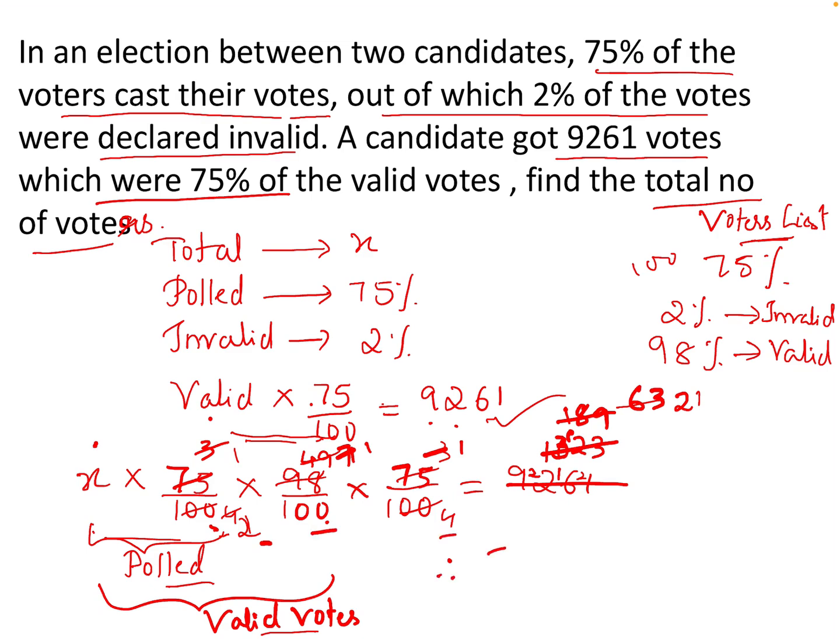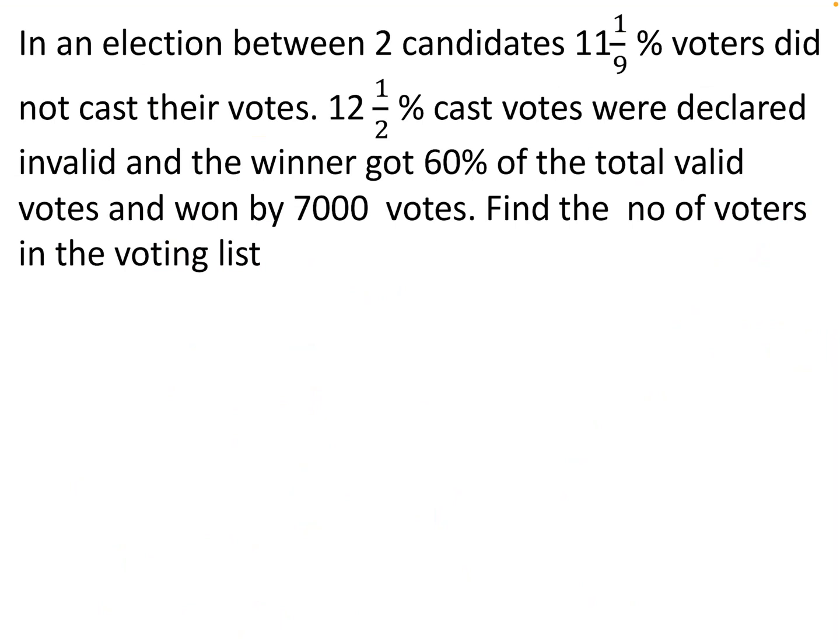So therefore x is equal to, this will be 800. So 21 into 800, which will give us 16,800. Okay. So the total number of voters in the voter list were 16,800. Okay. I'm going to the next problem, and this is the last problem of this type.